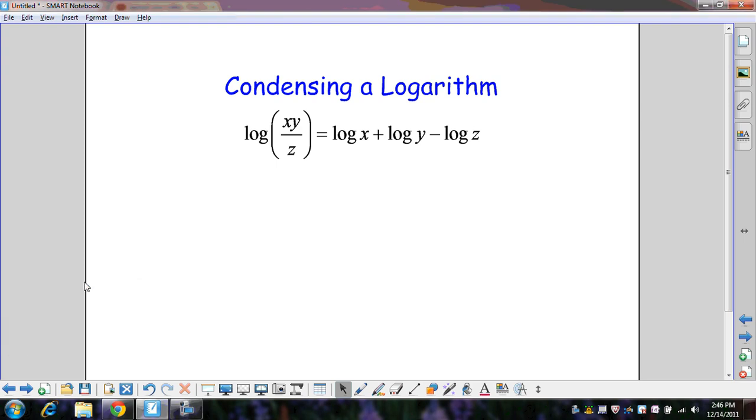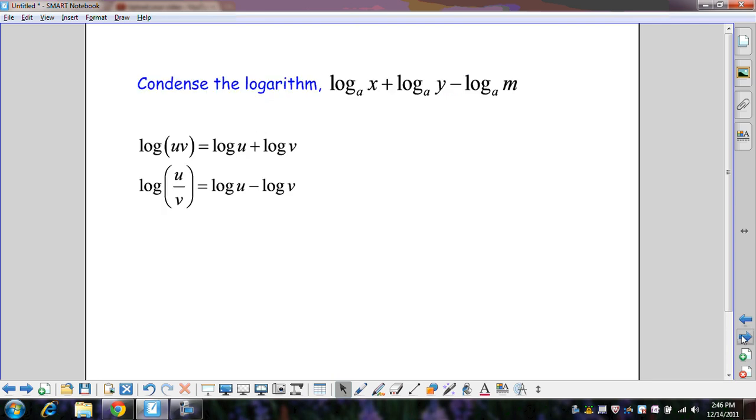Okay, in this tutorial we're going to talk about how to condense a logarithm. So we're going to be going in the opposite direction of expanding. So we're going to turn multiple logs into a single log. In particular, let's take a look at this example. Log base a of x plus log base a of y minus log base a of m.